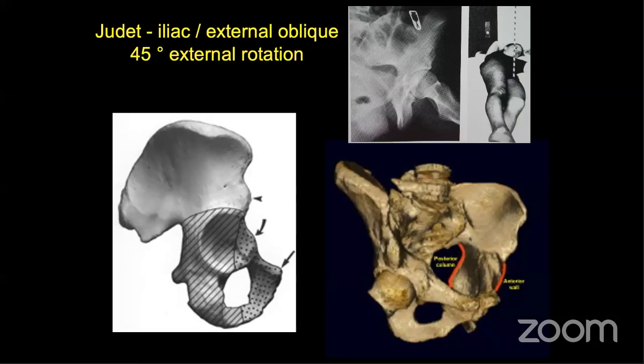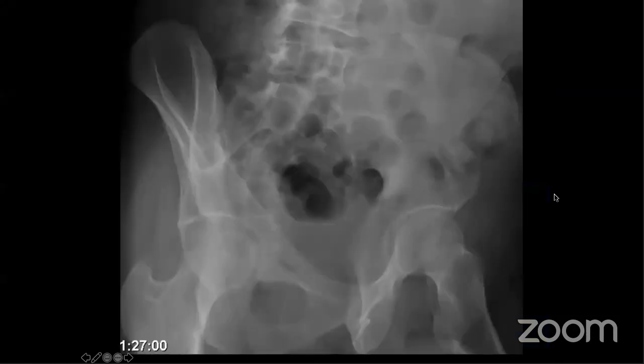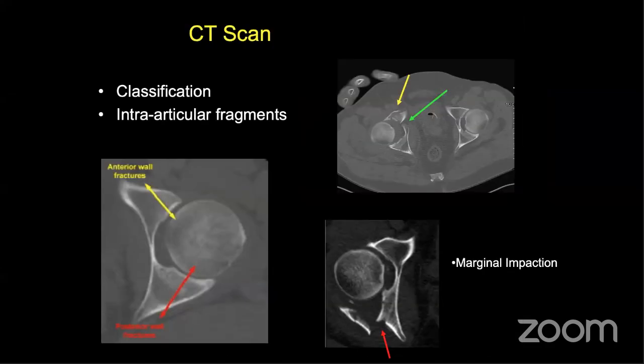This is the external oblique Judet view, where the patient is then turned to the other side by 45 degrees, and you can see the iliac wing in profile. This is good for the posterior column and for the anterior wall. So this is the other Judet view. Again, you can see that the opposite hip gives you the opposite Judet view, and it's very useful for comparison.